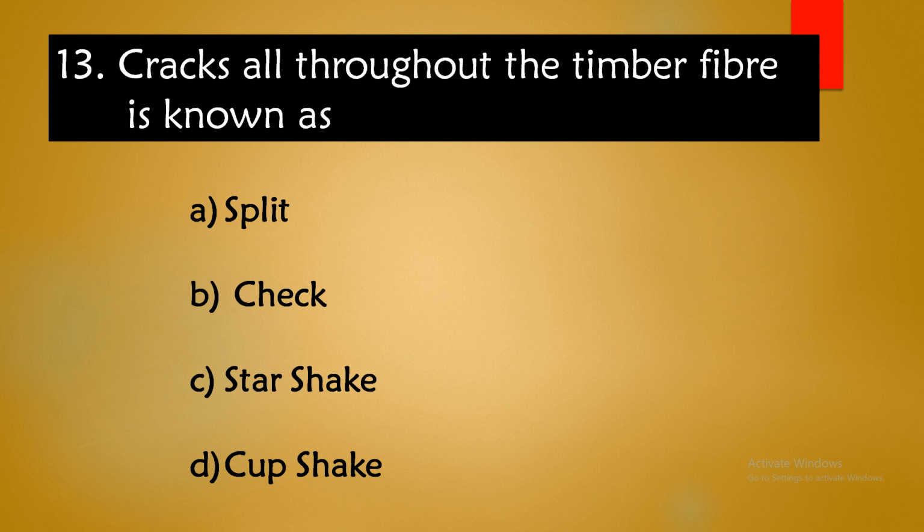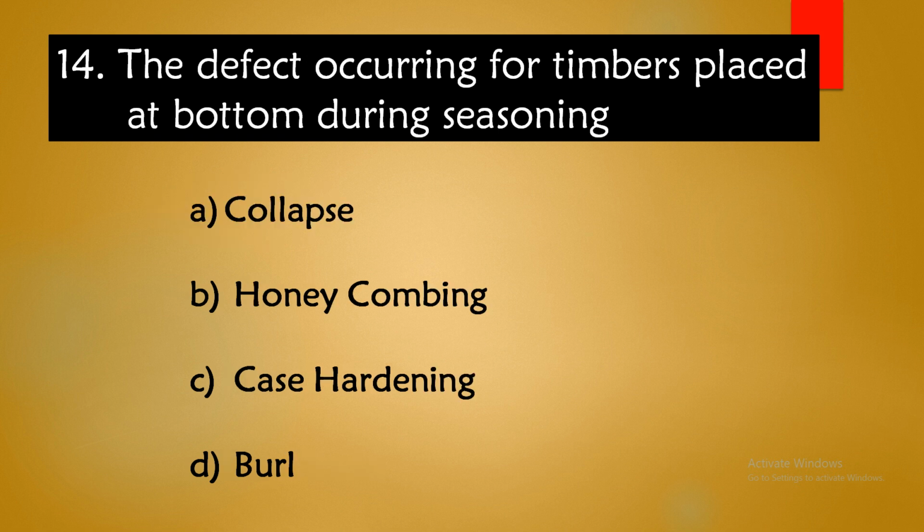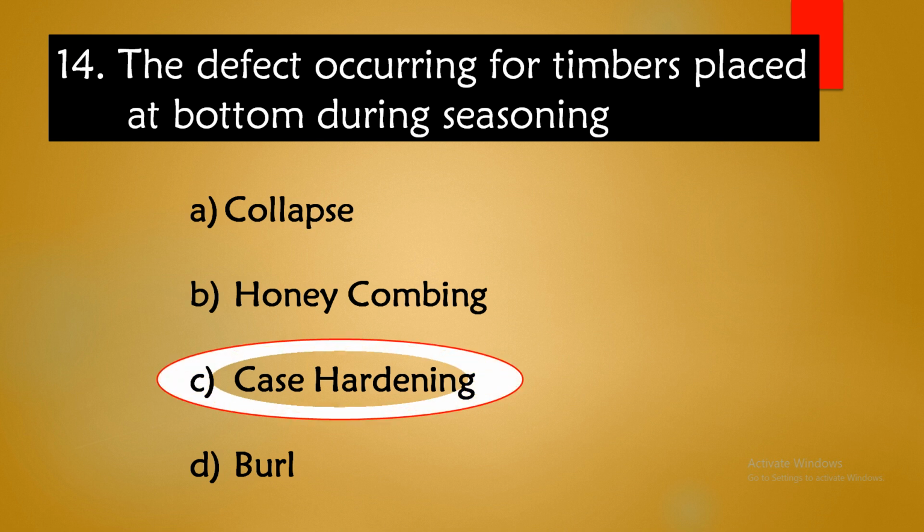Cracks all throughout the timber fiber is known as: split, check, star shake, cup shake. Cracks all throughout the timber fiber is known as split. The defect occurring for timbers placed at bottom during seasoning is: A. collapse, B. honeycombing, C. case hardening, D. burl. The defect occurring for timber placed at bottom during seasoning is called as case hardening.